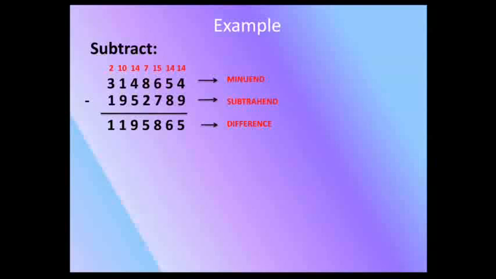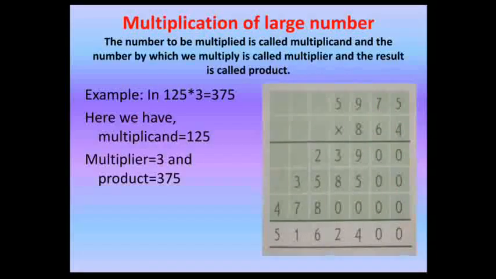Now the next topic is multiplication. Multiplication means adding equal groups, or repeated addition. The number to be multiplied is called the multiplicand, and the number by which we multiply is called the multiplier, and the result is called the product.